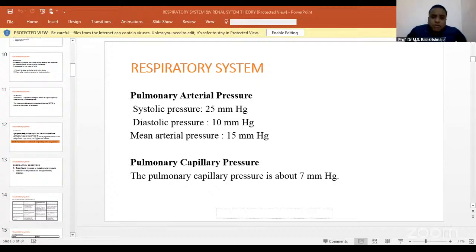The lung volumes mnemonic is TIER, tire. T for tidal volume. So what is tidal volume? Tidal volume is nothing, it's just like the sea wave. You can see the sea wave.